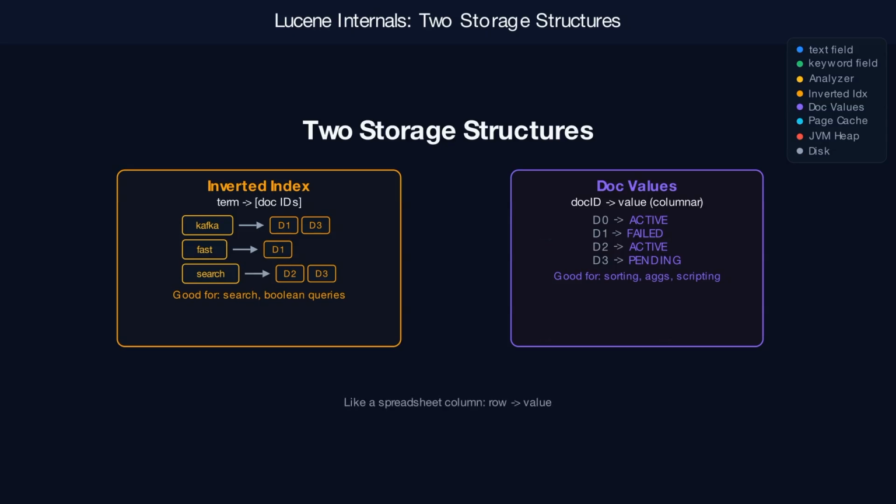The second structure is doc values, a columnar on-disk format optimized for document-to-value lookup. Think of it as a spreadsheet column. For each row, what is the value? Doc values store one entry per document in order, making it fast for sorting: what value does each document have? And for aggregations, count all unique values across documents. Keyword fields commonly benefit from both structures: the inverted index for term queries and filters, and doc values for sorting and aggregations. Text fields primarily use the inverted index for full-text search. For keyword aggregations, Lucene uses a technique called ordinals.